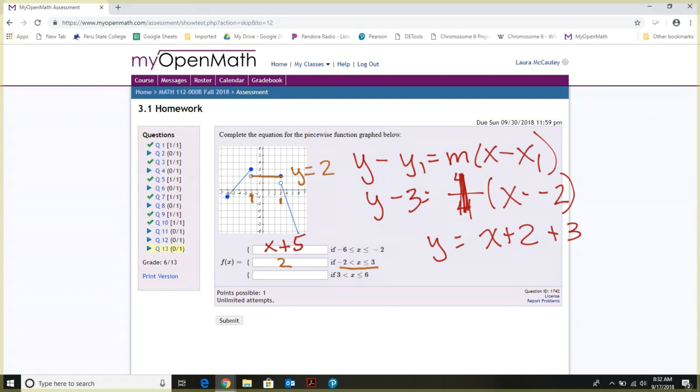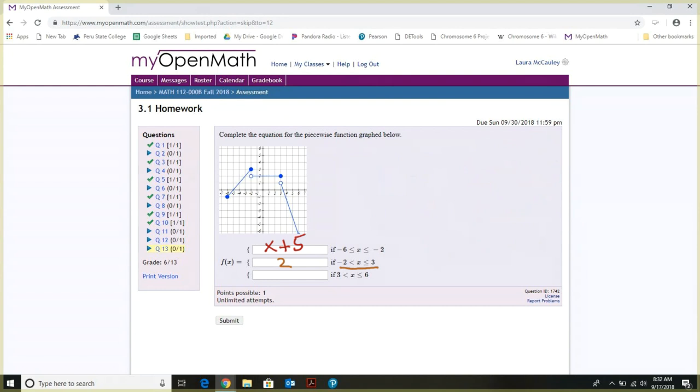All right, and so now for this last one, let me erase, oops, sorry. Let me erase all my writing over here. So let's look at this last one. We'll do him in green.